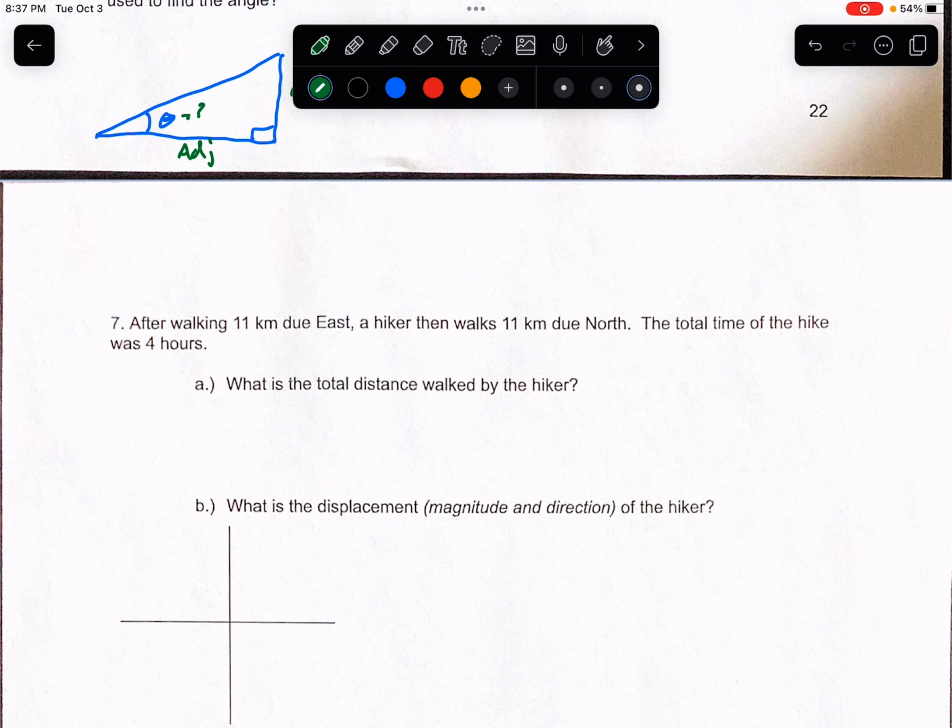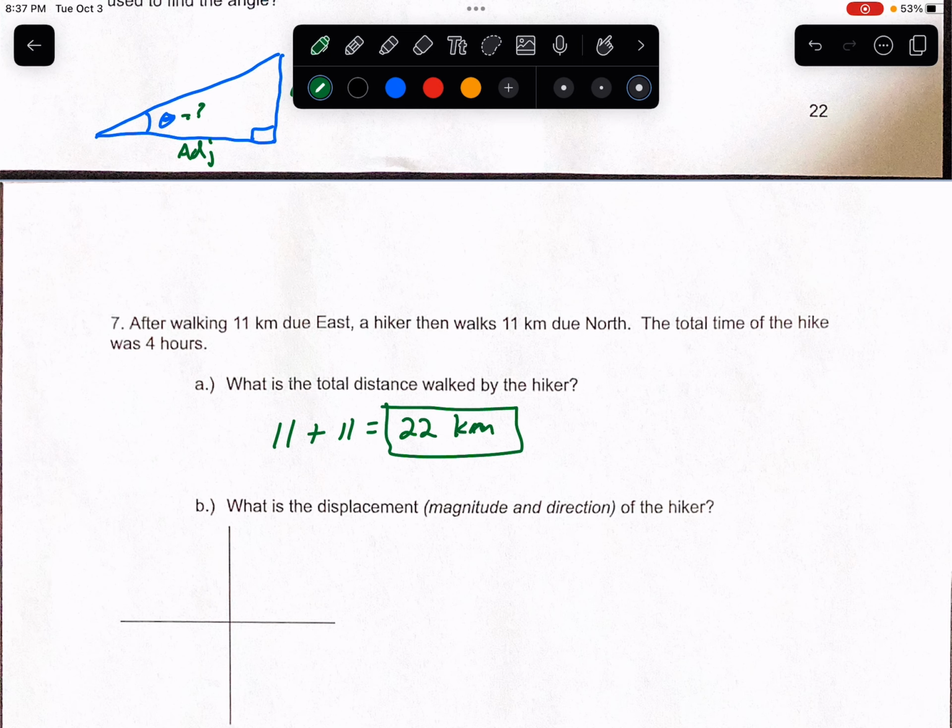After walking 11 kilometers due east, a hiker then walks 11 kilometers due north. The total time of the hike was 4 hours. What is the total distance walked by the hiker? For distance, remember, all you got to do is just add it all up. So 11 plus 11 is going to give you a total distance of 22 kilometers. You do not need direction. That's it. Now, what is the displacement of it?